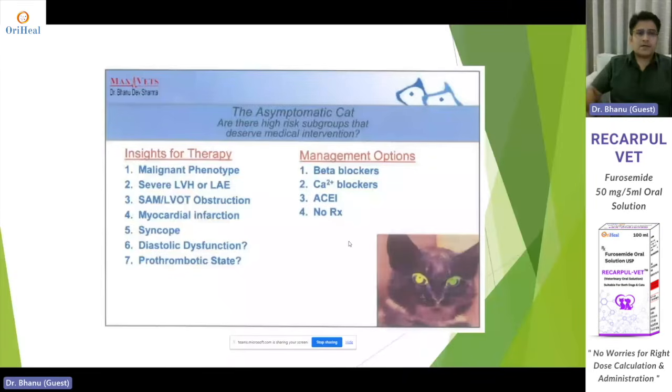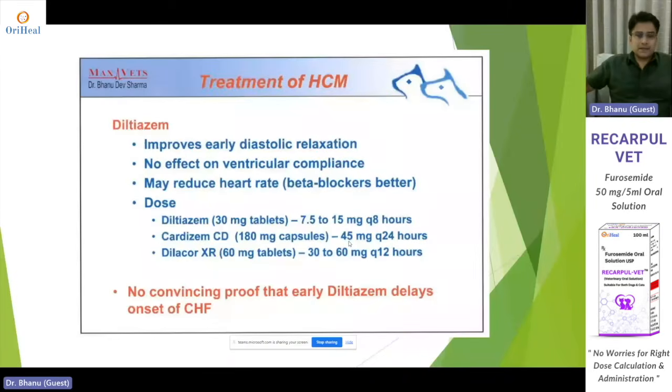Talking about diltiazem, it will improve the early diastolic relaxation. It does not have any effect on ventricular compliance. It will reduce the heart rate, and there have been various studies on the use of diltiazem in cats with congestive heart failure, or in cats which are in the preclinical stage. And as of now, there is no convincing proof that early diltiazem delays the onset of CHF.